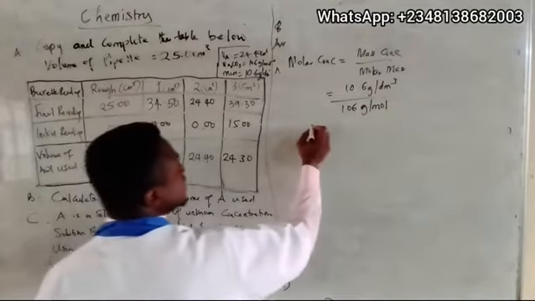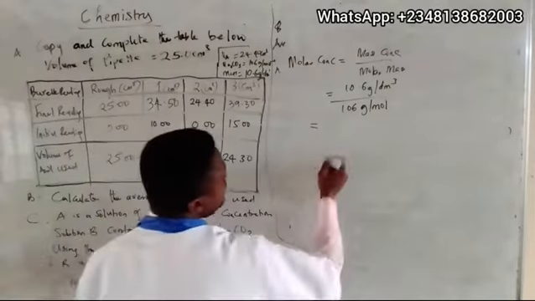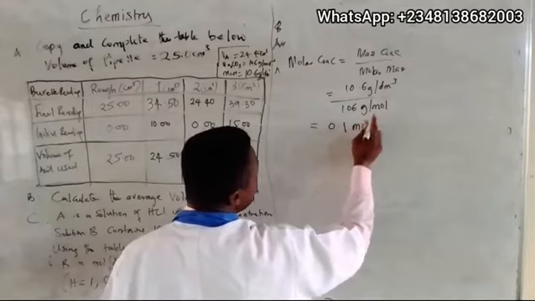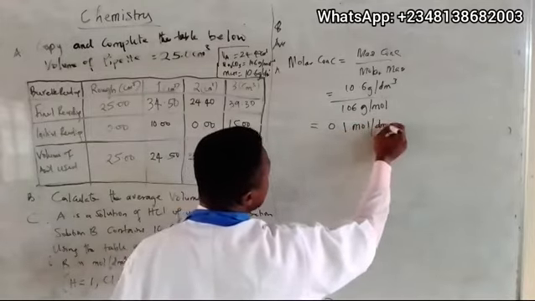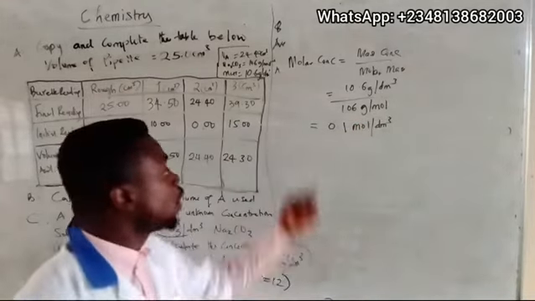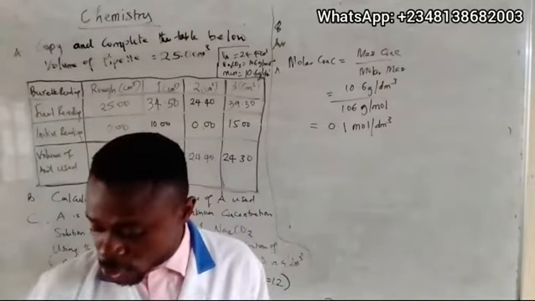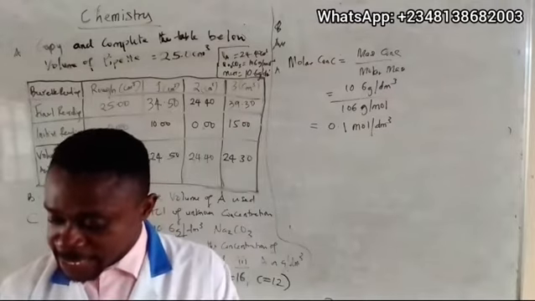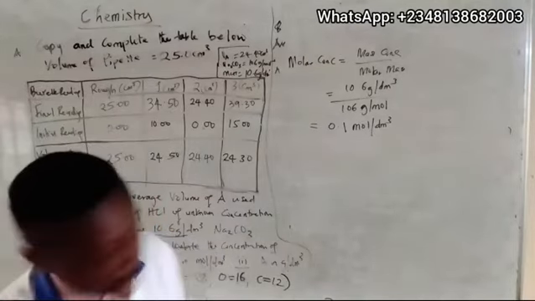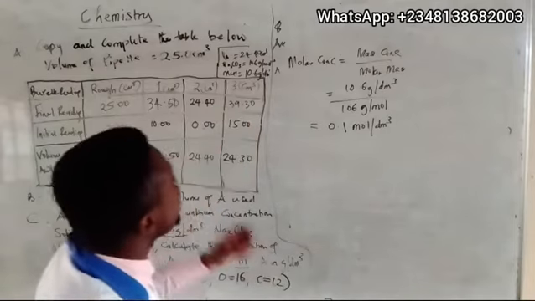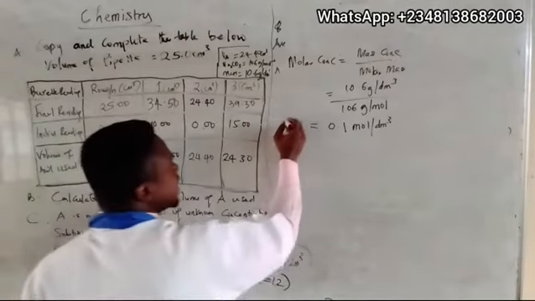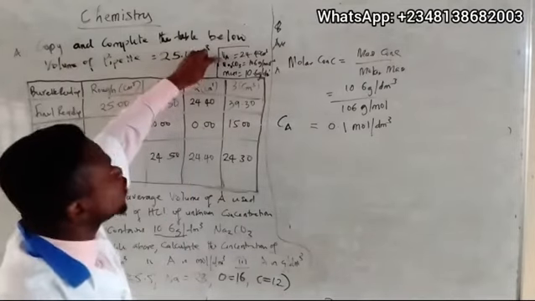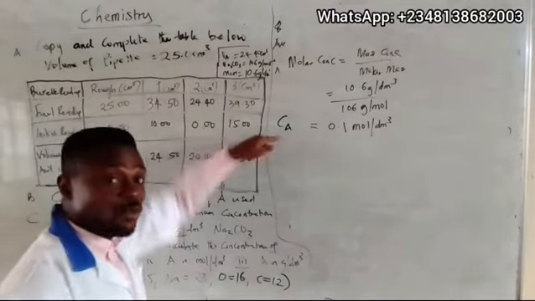If you divide this, it will give us 0.1 mole per dm cube. Now, this is the molar concentration of the base. You can call it Cb. We have gotten Vb, we have gotten Cb, we are getting somewhere.